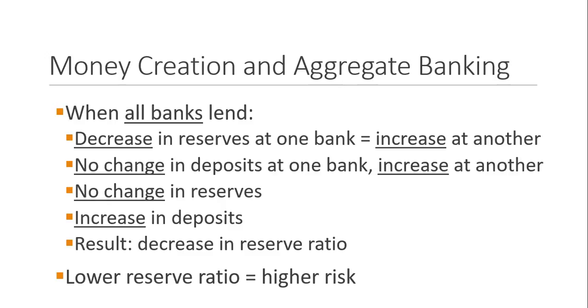One bank's reserves go down, another bank's reserves go up, and in the aggregate, there is an increase in deposits, because the withdrawal of the loan from one bank doesn't change that bank's deposits. When those funds are deposited into another bank, that other bank's deposits do increase. So the aggregate effect of this activity is no change in reserves, an increase in deposits, and the result is a decrease in the aggregate, in the overall reserve ratio. And again, a lower reserve ratio equates to higher risk.